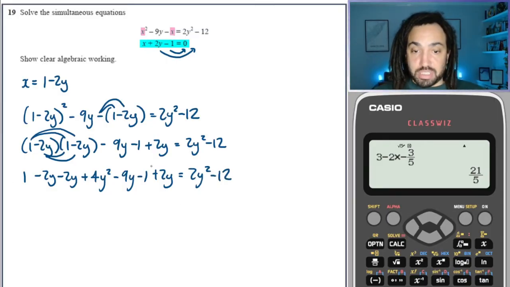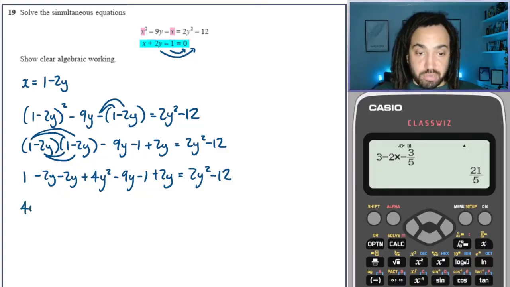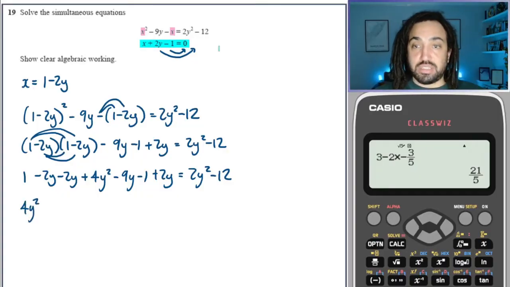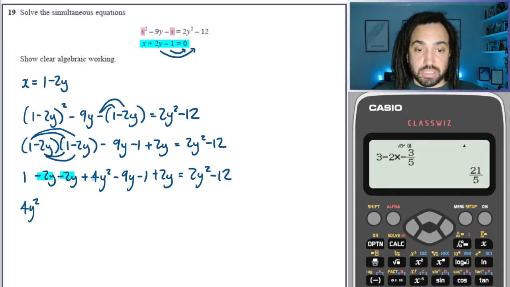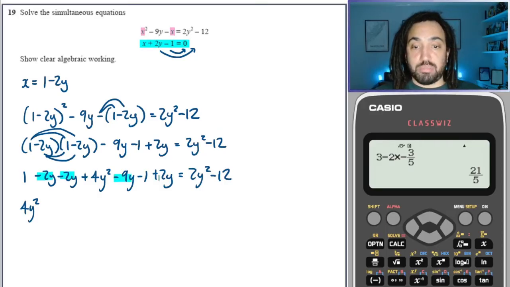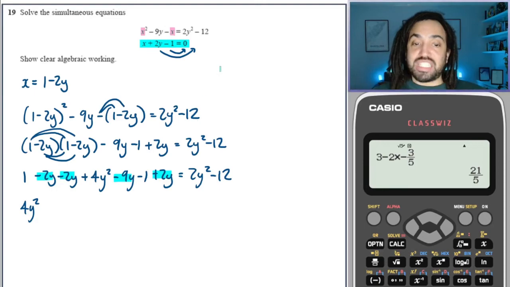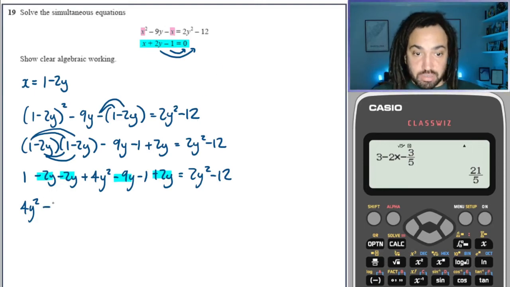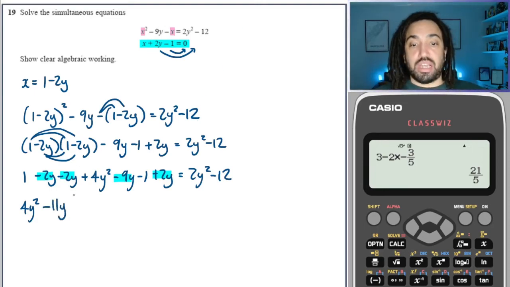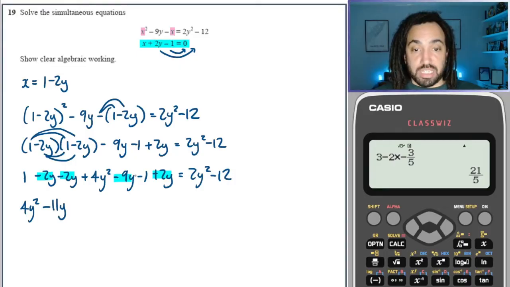Right, let's collect up all this stuff on the left hand side because there's a lot going on here. We've got 4y squared. Let's look at all the y's. We've got minus 2, minus 9, plus 2. So that is minus 11 when all added up. And then we've got a plus 1 and a minus 1, so that cancels out. And then we've got equals 2y squared minus 12.